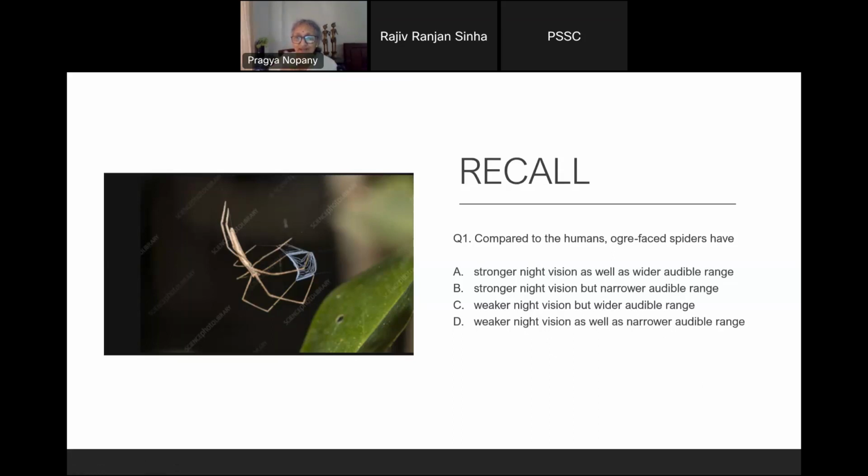No, it is not A. It is B, because our frequency range is 20 to 20,000 hertz. The ogre-faced spider has only 100 to 10,000. Right? So the children will read the passage carefully and from there they will recall this information.